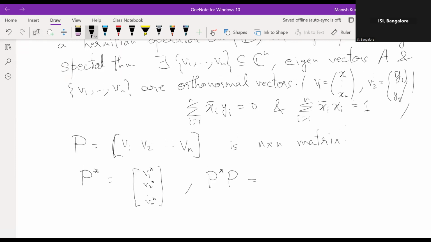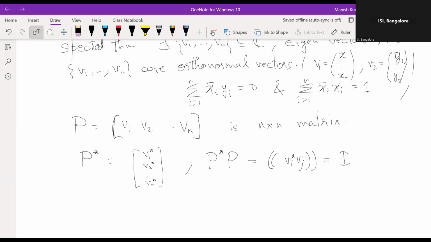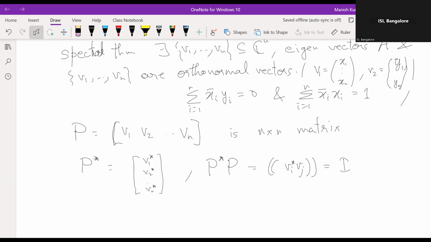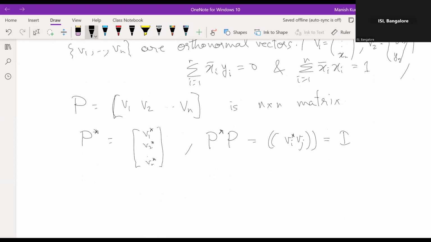Yeah, so we can write this as Vi star Vj. So the ijth entry is Vi star Vj if you take this product. But by our definition, that this is an orthonormal basis tells you that this is identity. So Vi star Vj is 0 if i is different from j, and if i equals j, then it is 1. So P star P is identity, and moreover, it consists of orthonormal eigenvectors.